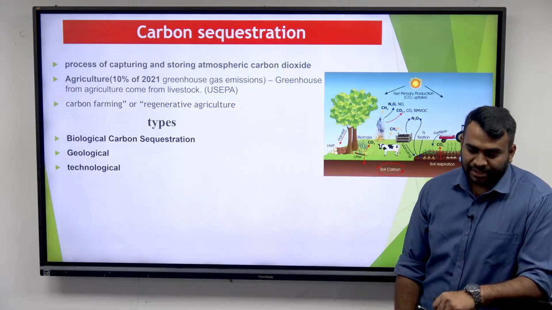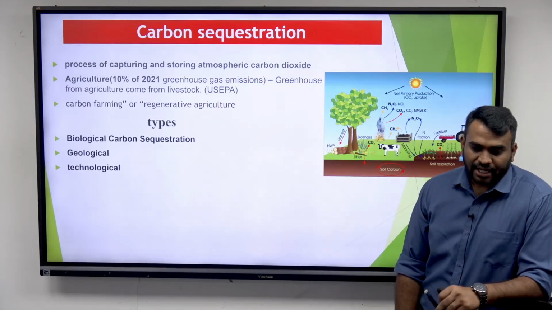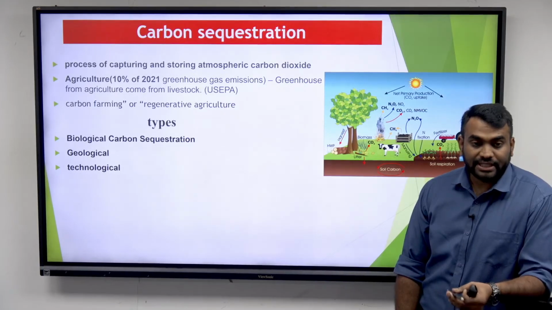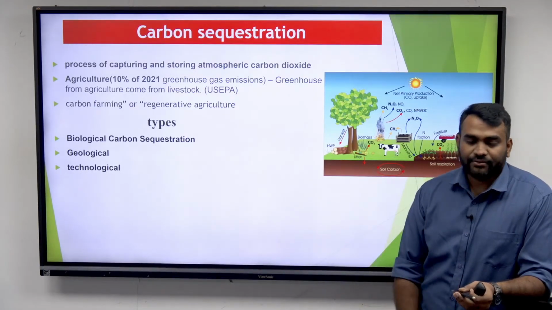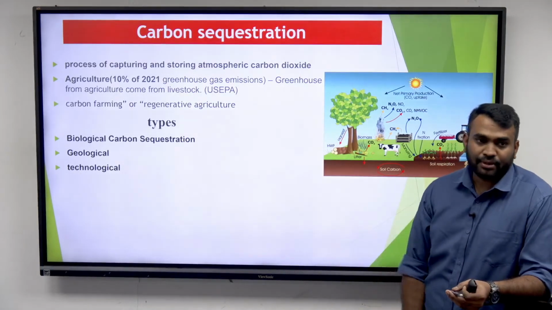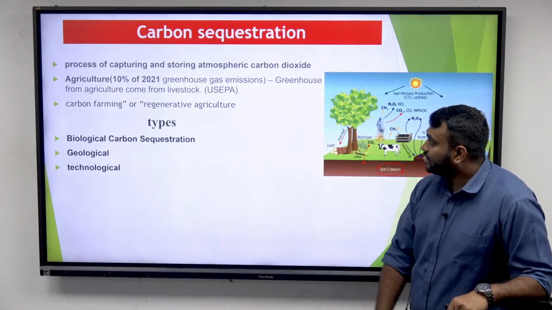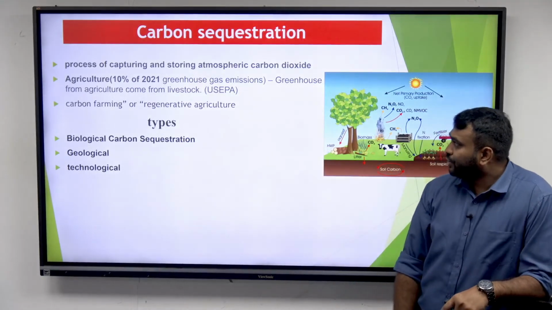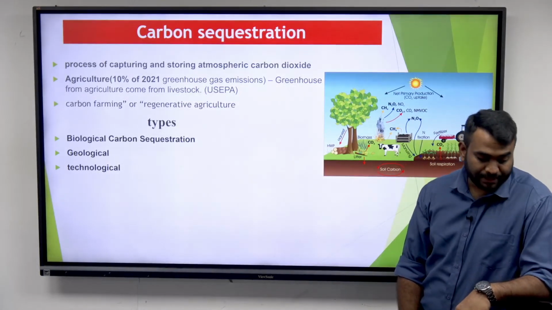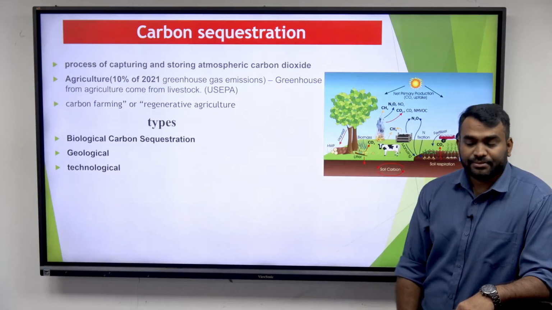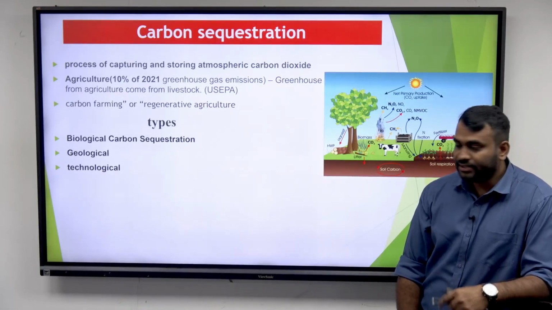And there is this terminology called CSS, that is carbon storage and sequestering technologies. That itself is a very emerging technology, and that is very important for both your GS and agriculture optional. So that is the definition we can understand. Just now I told you that 10% or 11% of global greenhouse gas emissions happen from agriculture itself, right? So that is one.